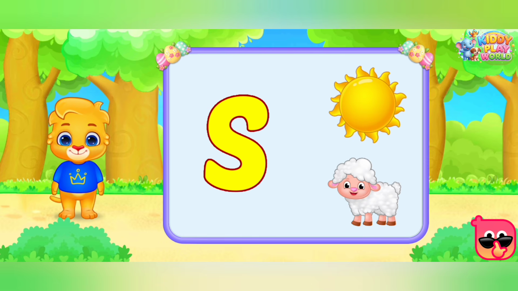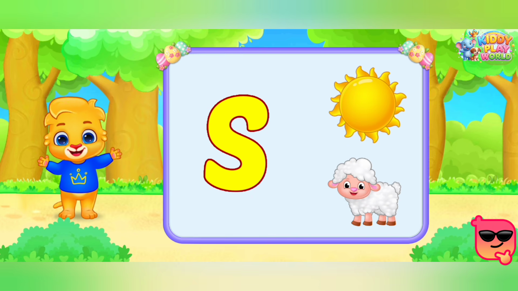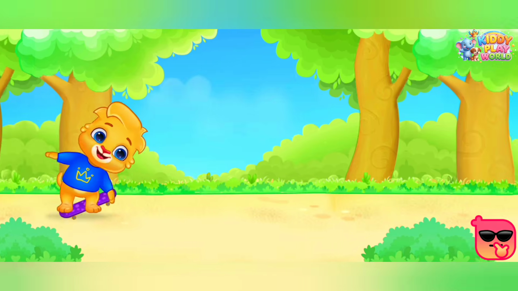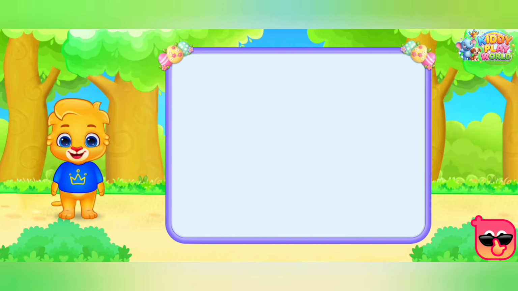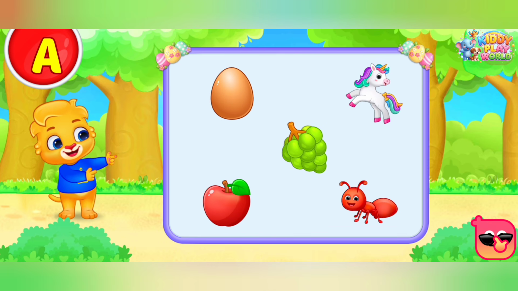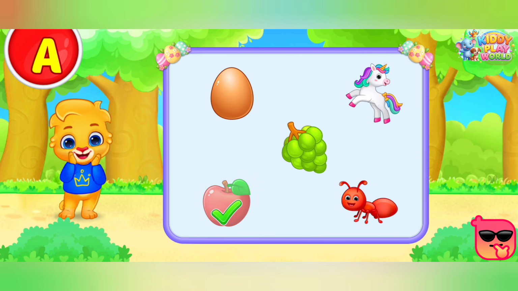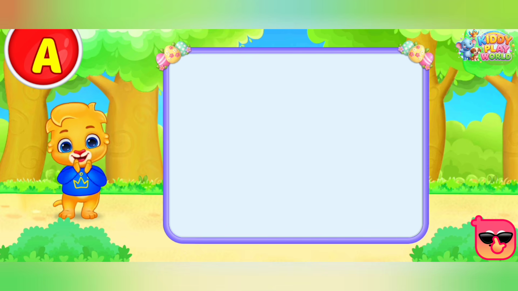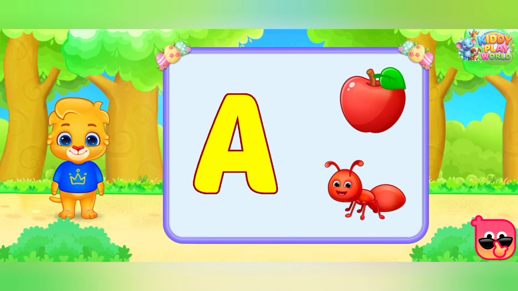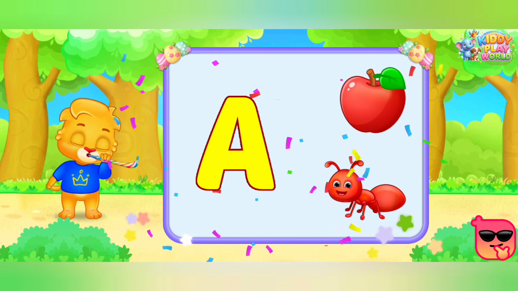is for sheep. Well done! Tap the picture that starts with letter A. A is for apple. A is for ant. Well done!